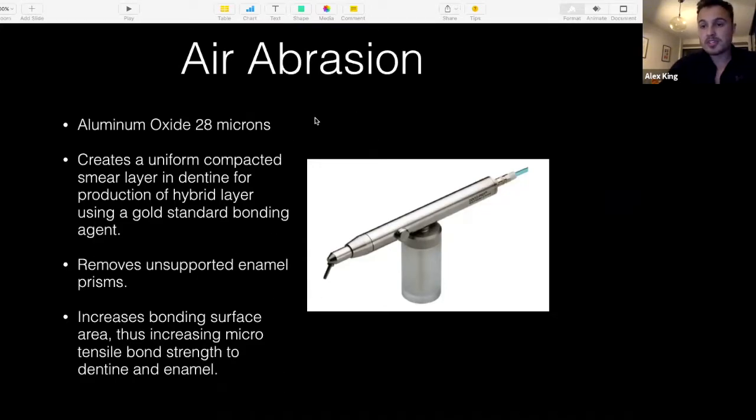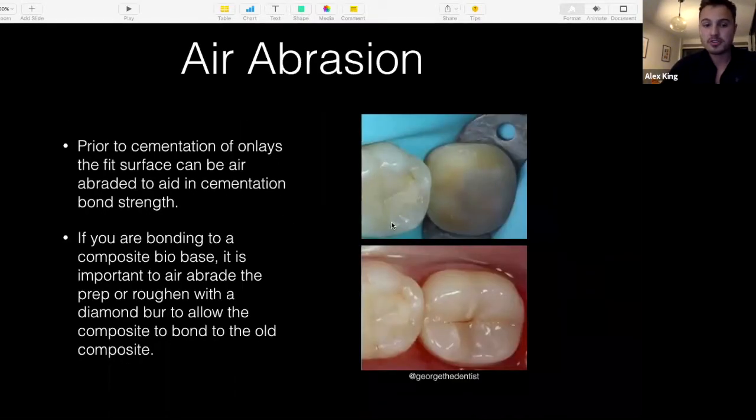And what you can do with this as well, when you bond onlays to your teeth or bond any indirect restoration to a tooth, you should air abrade the base of the tooth you're bonding to, and this will increase the micromechanical retention of your prep and increase your actual bond strength of your resin cement for your onlay or your crown. So this is what I was just explaining.